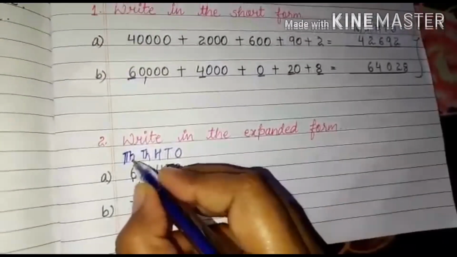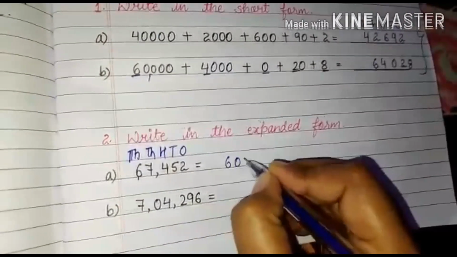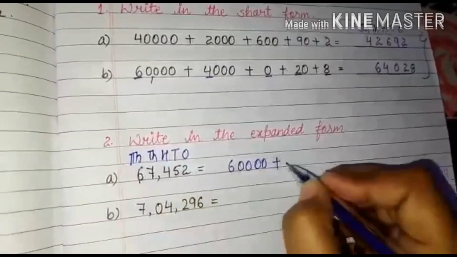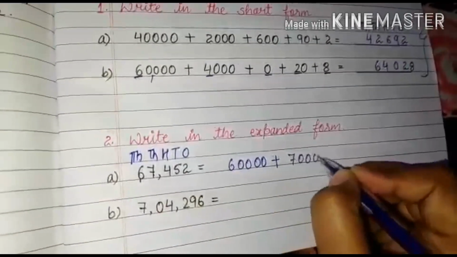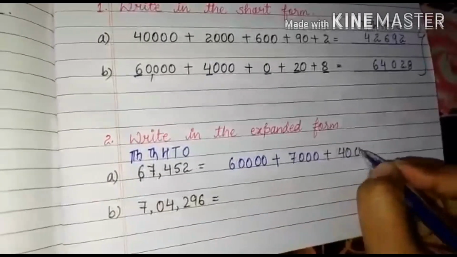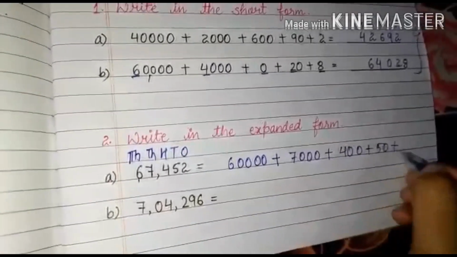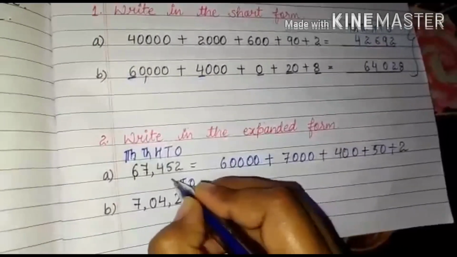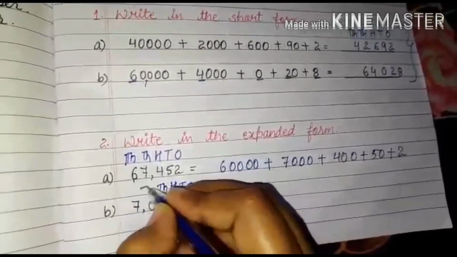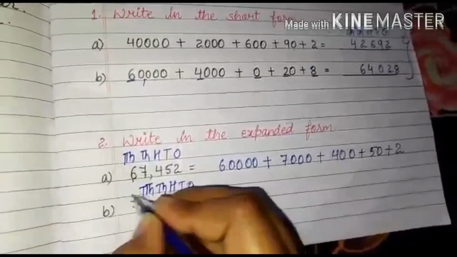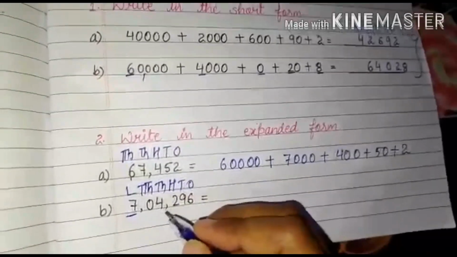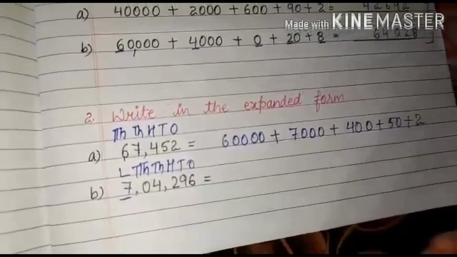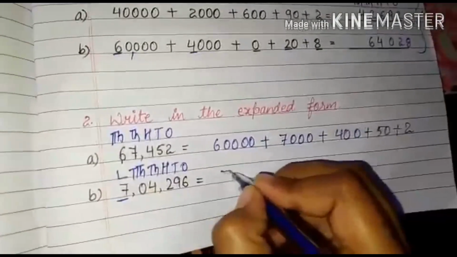So it's 10,000. That means it will be 60,000 plus 7,000 plus 400 plus 50 plus 2. Okay, then we have ones, tens, 100, 1000, 10,000 and lakhs. So 7 lakhs. Or, one more easier way I would tell you: just write 7 here.